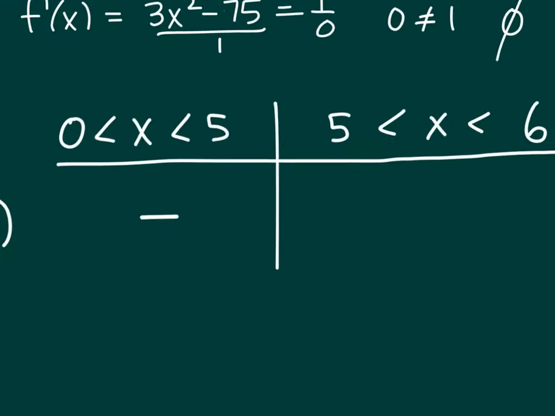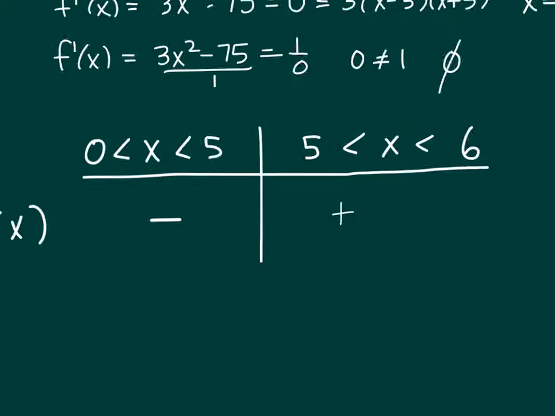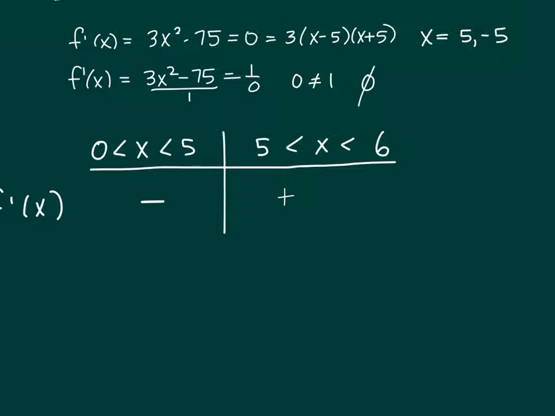Positive. And because you now have identified it as being a minus to plus, what does that mean is happening at the number 5 itself? What kind of critical value is it? It is a minimum, because the slope is changing from a slope that's decreasing to a slope that's increasing. So we have just achieved a minimum.